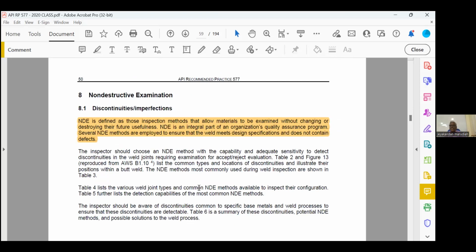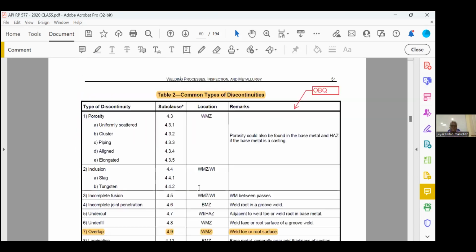Then page number 50, NDT. So NDT, whatever additional we will see here, because we already saw in section 5. Just we will add some additional. Please go to page number 51. See, there are 4 tables there. Before going to this table, page number 51.